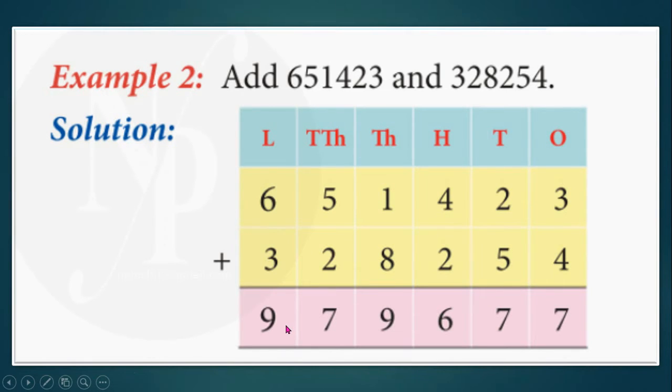In this example also, the digits we got when we add these digits in different places are 9 or less than 9. Therefore, regrouping is not necessary for such addition.